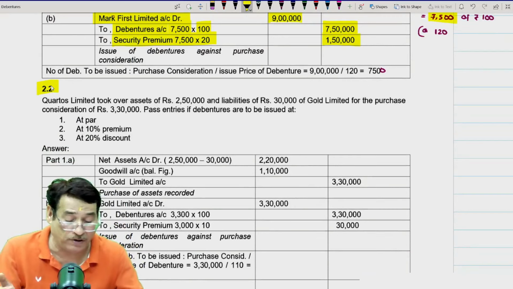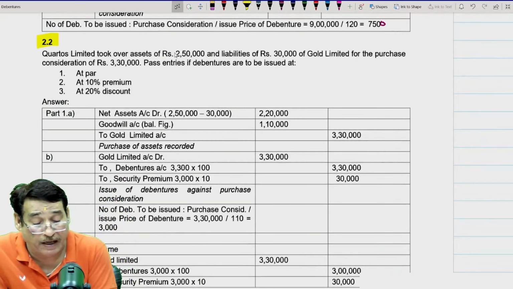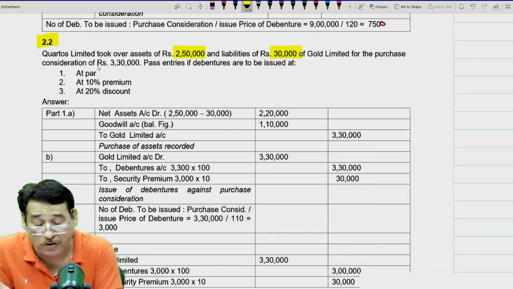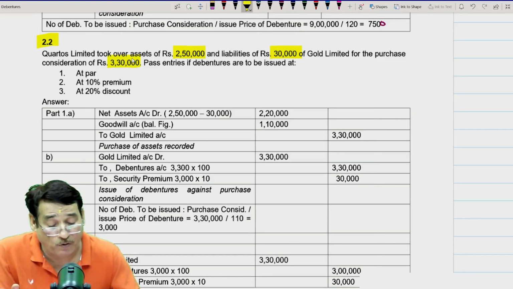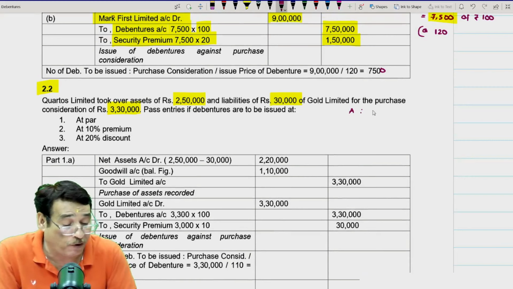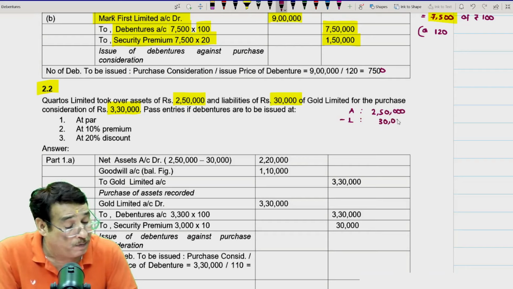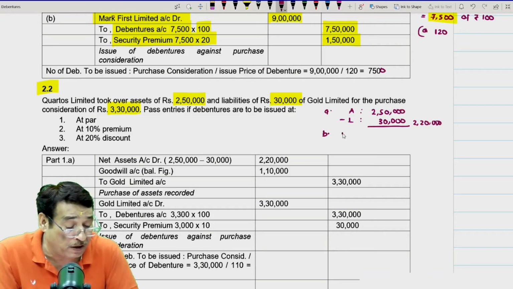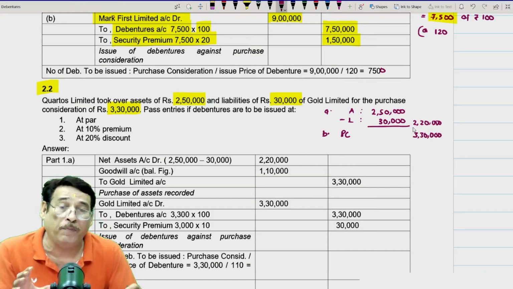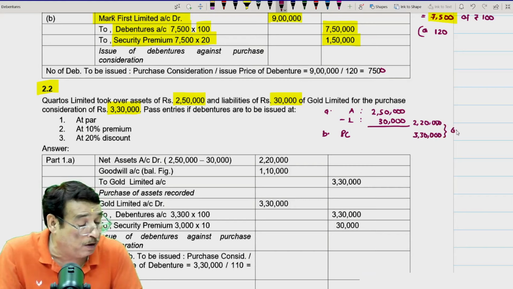You can manage this question on your own, but just to make the point clear: Quartas Limited took over assets of 2,50,000 and liabilities of 30,000 of Gold Limited. So Gold Limited is your vendor company, for the purchase consideration of 3,30,000. Correct? Now in this question you have to be careful. You are getting assets for rupees 2,50,000, and not only assets, you are acquiring liability also, that is 30,000. So logically you are getting net assets worth rupees 2,20,000. Correct? However, the purchase consideration which you are giving in this case is 3,30,000. Because you are making a higher payment and net assets are less, the difference will be termed as goodwill. So the difference will be debited to goodwill. 1,10,000 will be considered as payment for goodwill.